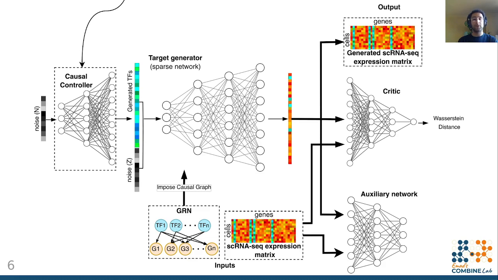The generator of this GAN is called a target generator, and this is where we impose the user-provided GRN by making the target generator's neural connections follow the connections in the GRN. This ensures that every single target gene is generated under the control of its regulating transcription factors. We train the second GAN as any other Wasserstein GAN, with the addition of auxiliary networks which further impose the GRN and ensure that the GAN is causal.